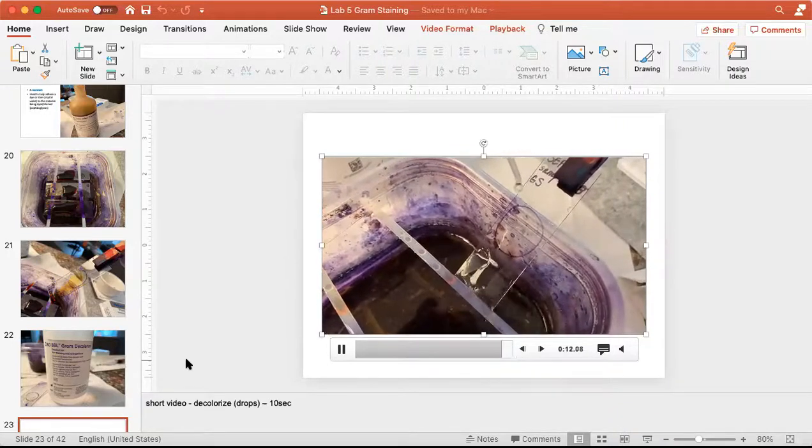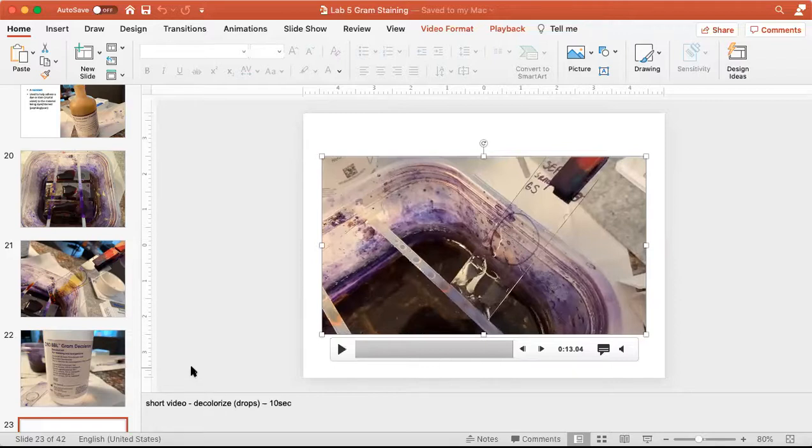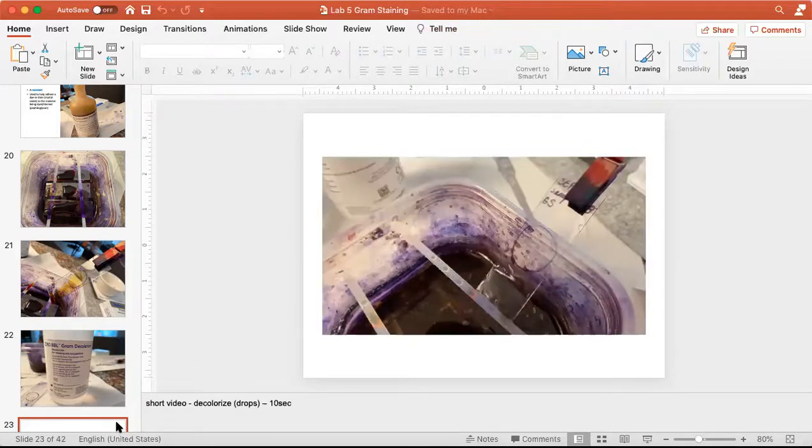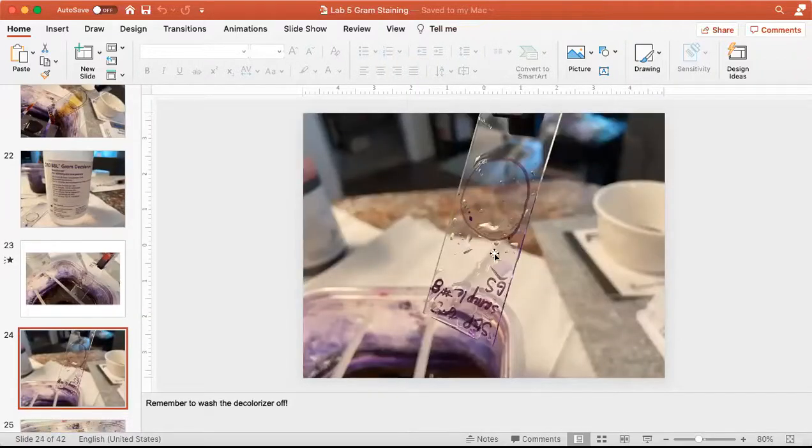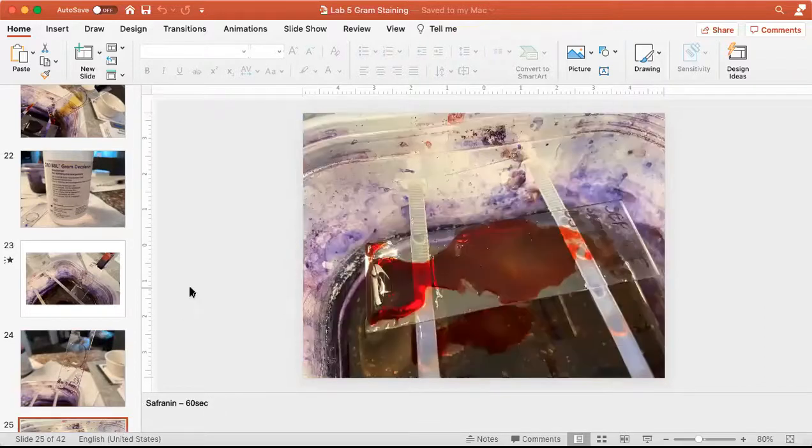Now, I've just put alcohol on my smear, and I've also said that decolorizer can be left on for too long. So it's very important that you rinse the decolorizer off, just like you did with your crystal violet and your gram's iodine. Now I'm ready for the last step, which is the counterstain called Safranin. Make a nice big puddle over the smear. And remember, unlike the other ones, Safranin gets left on for about 60 seconds. So about twice as long as the other chemicals.